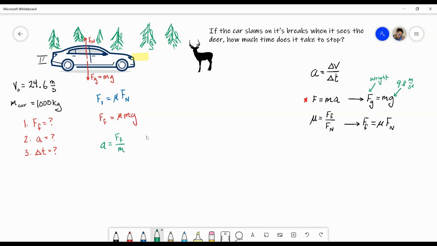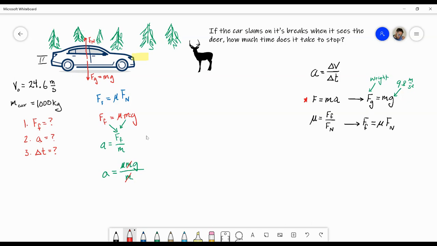Let's go ahead and plug in this force of friction right here, and I'm going to do that just down below. So A is equal to the coefficient of friction times the mass of the car times the acceleration due to gravity, all divided by the mass of the car. I've just plugged in this piece for the force of friction. Now check this out. This is pretty sweet. You'll notice that the mass of the car is on the top and the mass of the car is on the bottom, which means that those two things cancel each other out. I don't actually have to worry about the mass of the car at all to figure out what the acceleration is. That's pretty impressive.